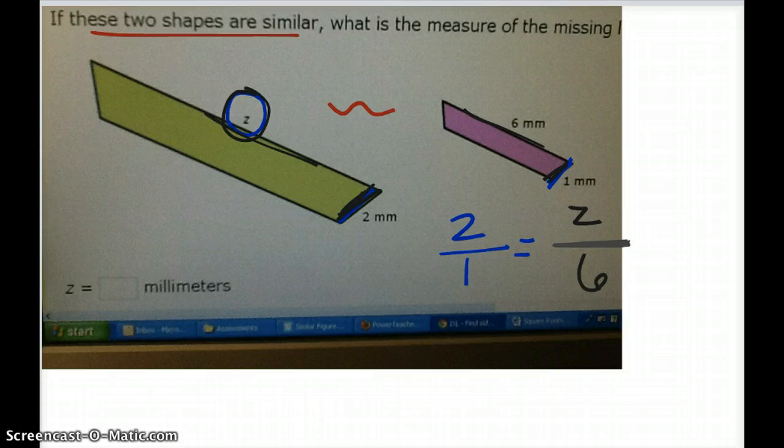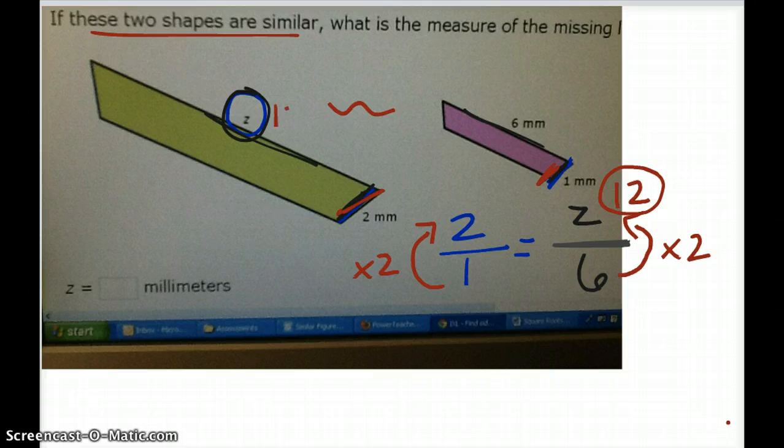So I could do this a couple different ways. I like kind of thinking of it from 2 to 1. Now, like I told you guys, I always kind of like pointing towards what I'm trying to find. I'm trying to find Z. So I'm going to do that here. So I think, how do I get from 1 to 2? Well, times 2. From 6 to Z, I need to do times 2, which is 12. So Z should be 12.